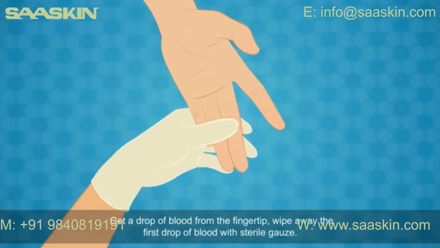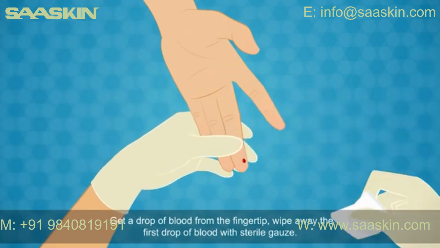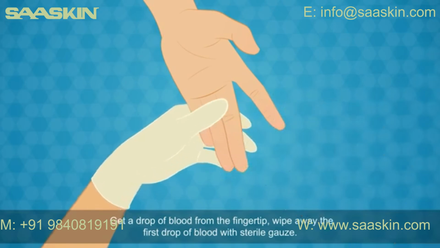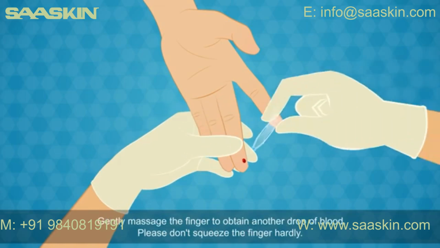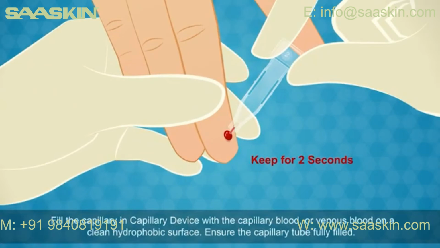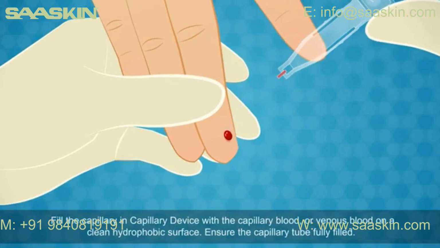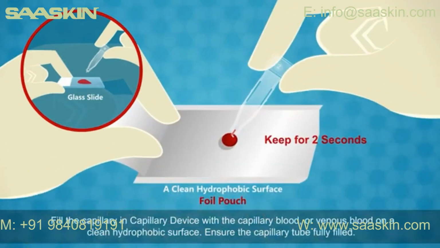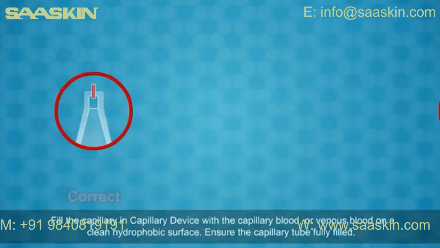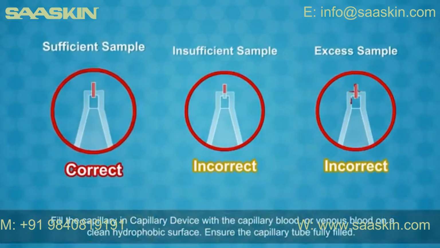Get a drop of blood from the fingertip. Wipe away the first drop of blood with sterile gauze. Gently massage the finger to obtain another drop of blood. Please don't squeeze the finger hard. Fill the capillary in capillary device with the capillary blood or venous blood on a clean hydrophobic surface.